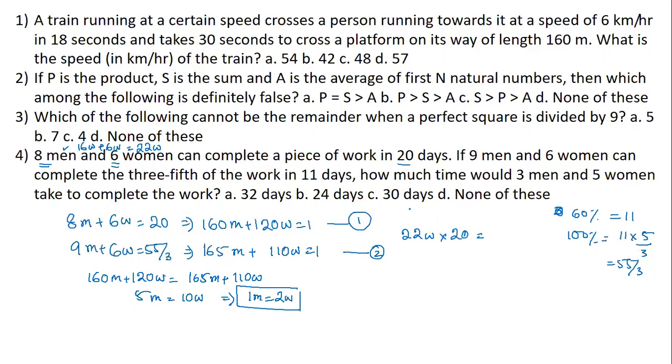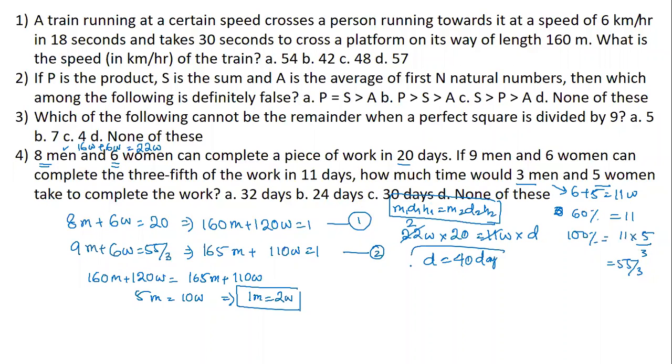I hope you know the MDH wala formula. M1 D1 H1 is equal to M2 D2 H2. Where M is men, D is the days and H is the hours. So here, since we do not have the component of hours, we ignore that. So it will be M1 D1 is equal to M2 D2, right? We're using the same thing. So the question says that 3 men and 5 women. 3 men is basically 6 women. 6 plus 5 is basically 11 women. So 11 women will do that in D number of days. So I just need to find what is the D. So D is basically equal to 40 days. Okay? And that is my answer, which is option number D, which is none of these.